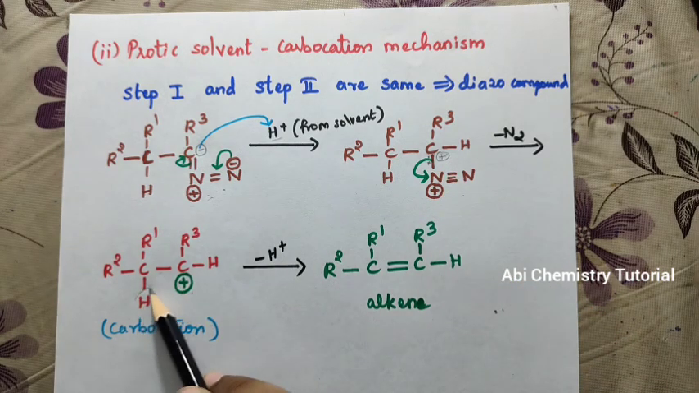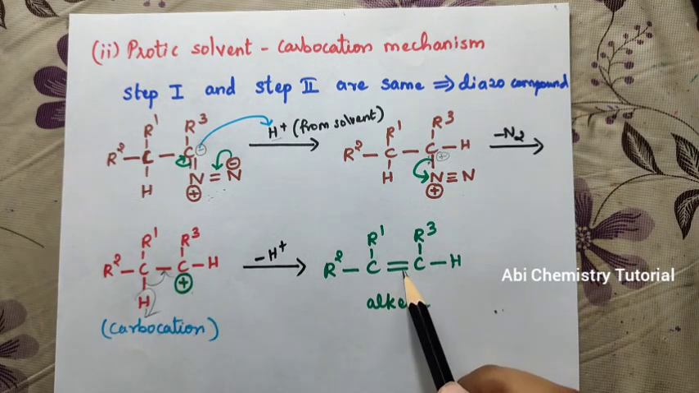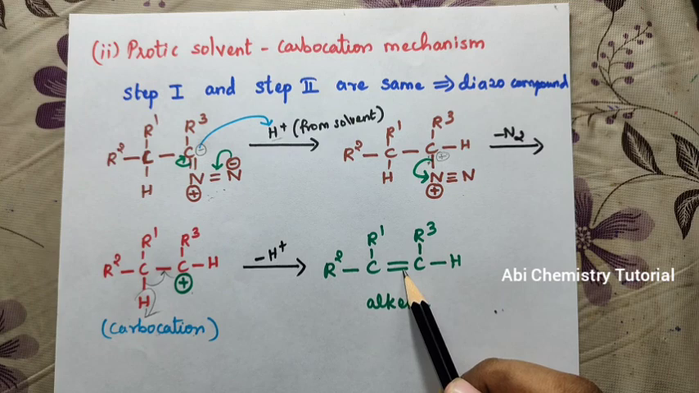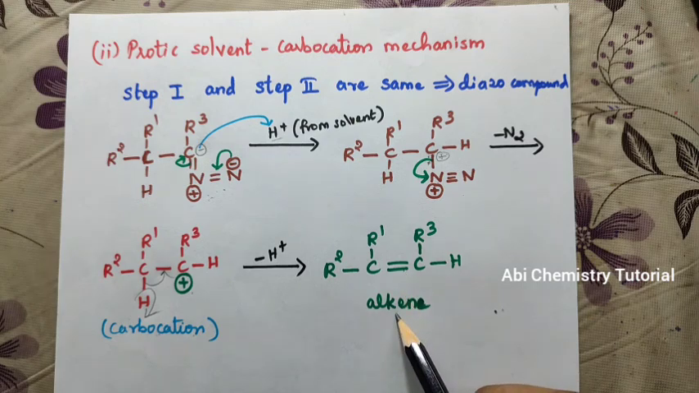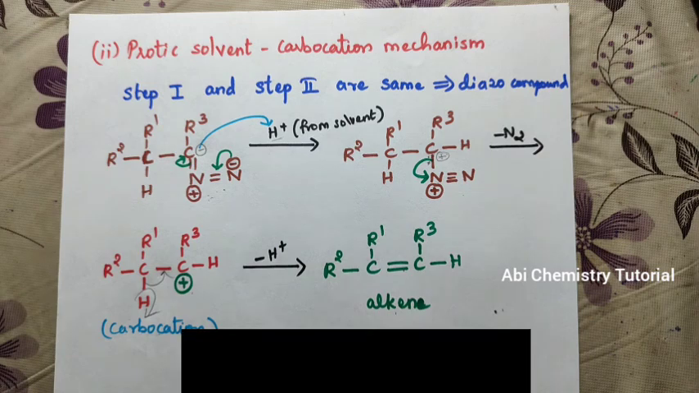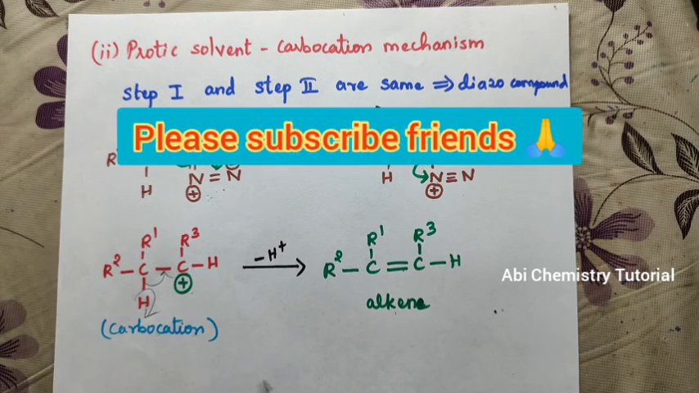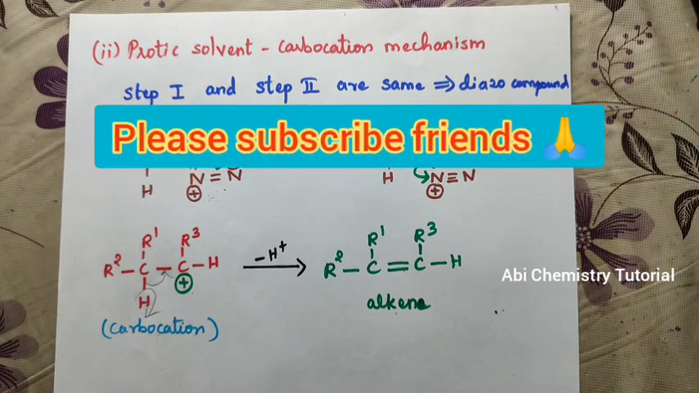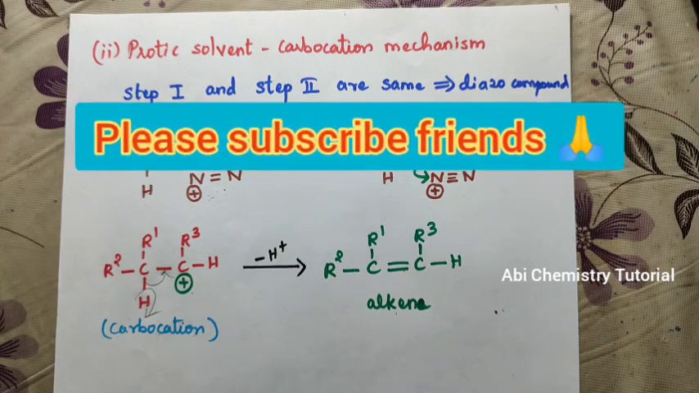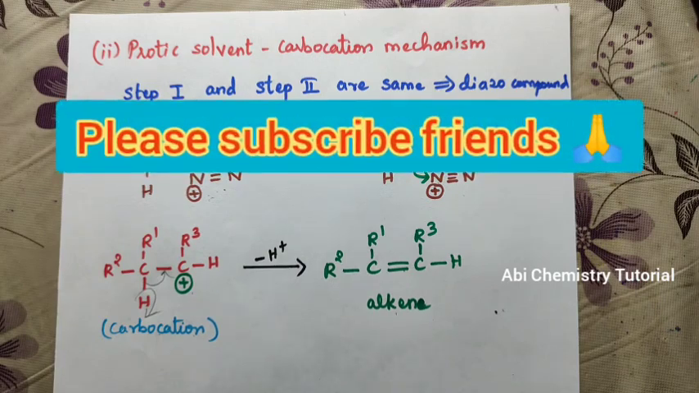And now this H plus is removed and this bond shifts over here to form a double bond, as you can see. So this will be an alkene. So this form is alkene, as you know. So this is the final product we got through the carbocation mechanism in Bamford-Stevens reaction and also in Shapiro reaction. The only difference is the base employed. So this is all about Bamford-Stevens reaction and Shapiro reaction, or you can say tosylhydrazone decomposition.